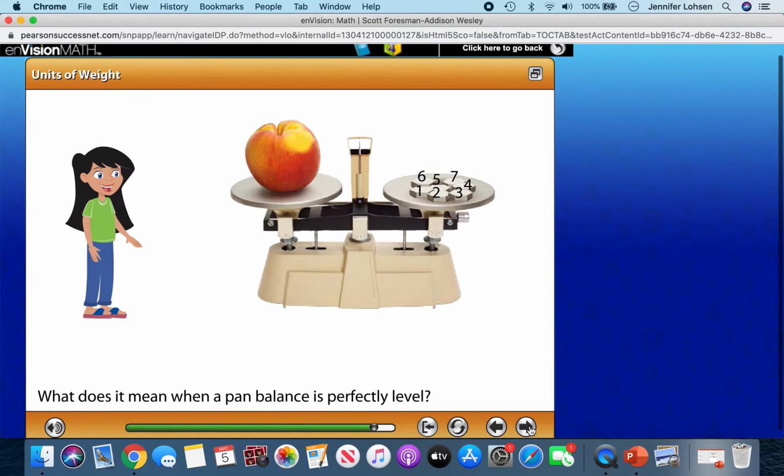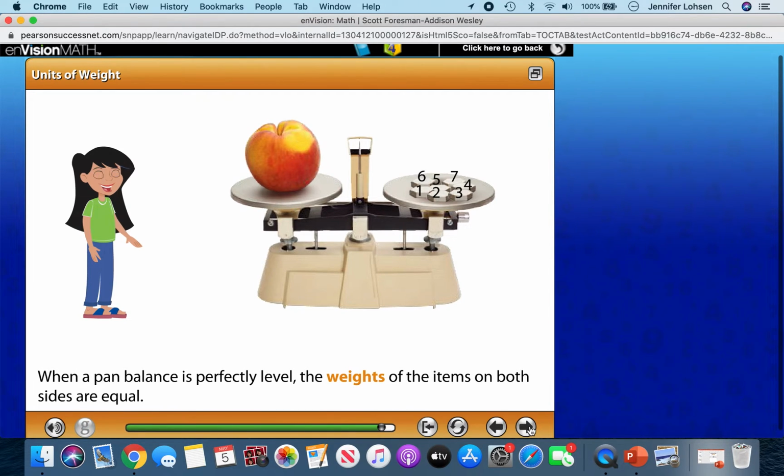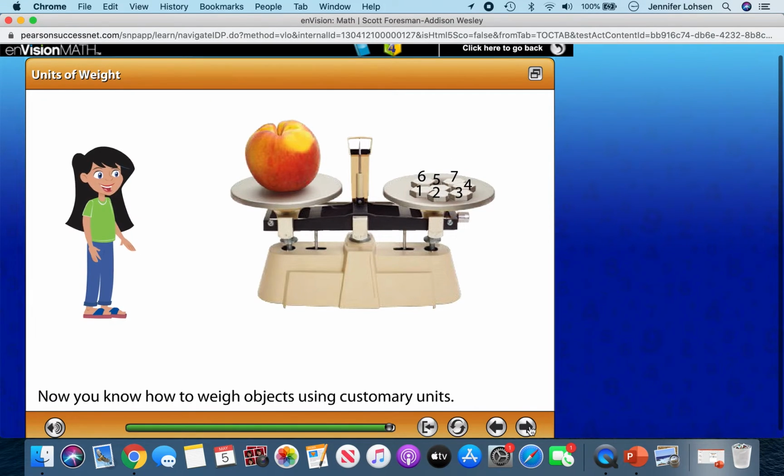What does it mean when a pan balance is perfectly level? When a pan balance is perfectly level, the weights of the items on both sides are equal. Perfect. Now you know how to weigh objects using customary units.